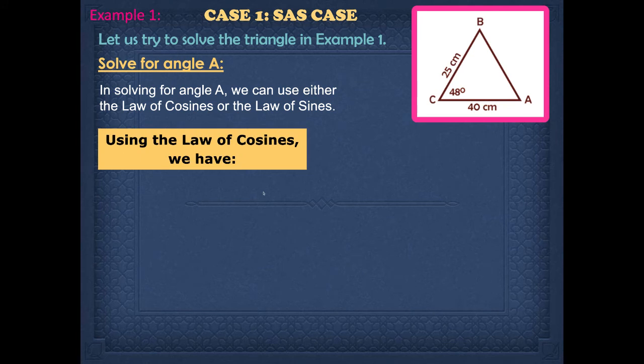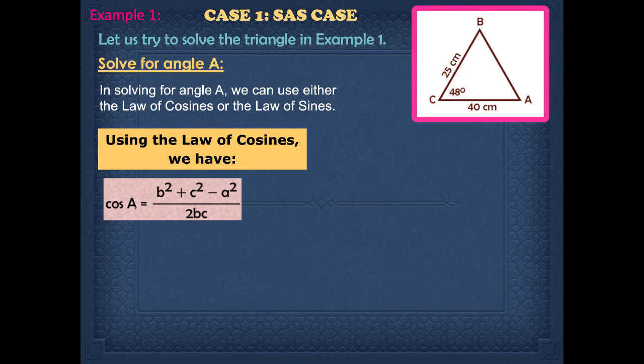Now, using the law of cosines, we know this formula: cosine A equals b squared plus c squared minus a squared all over 2bc. Why are we using this formula? Because we are trying to solve for angle A. And we're given side B, side C, and side A. The only unknown here is angle A. Therefore, we can use this equation indeed.